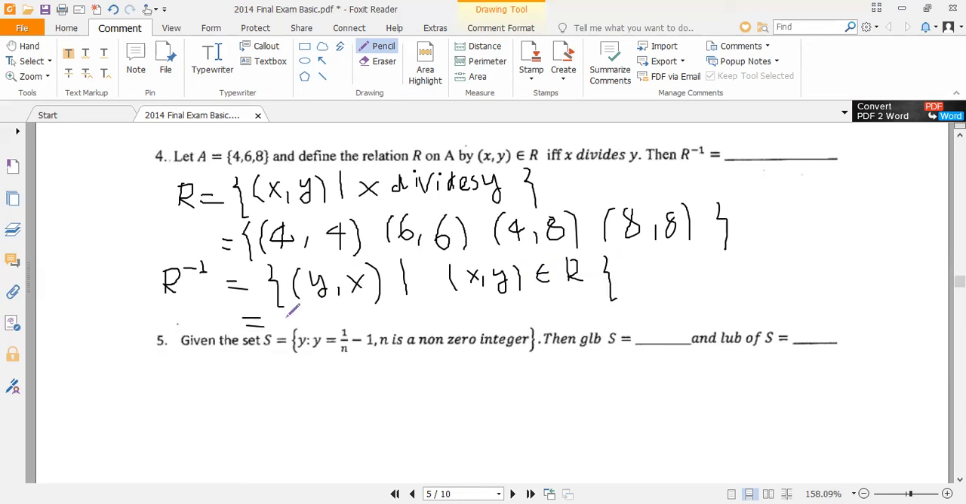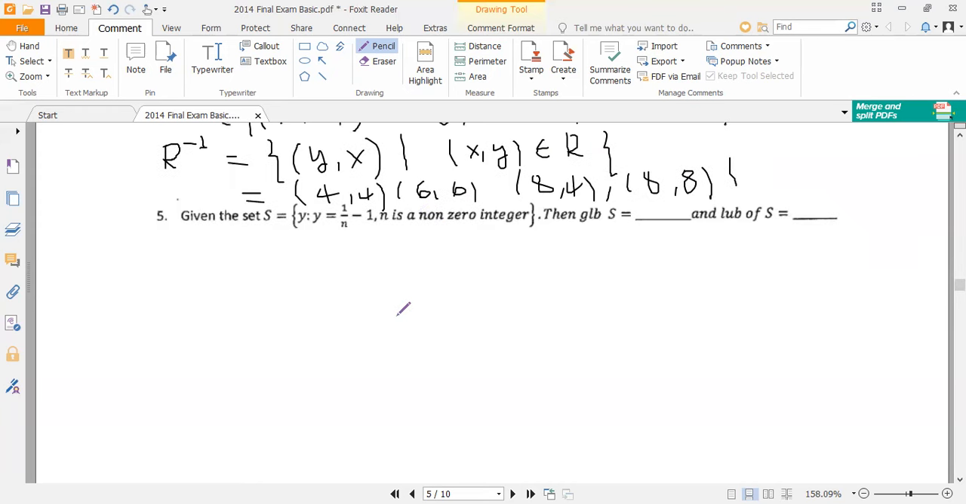So which is 4, 4 itself, and 6, 6 is the one, and the other one is 8, 4, and the last one is 8, 8. So this is R inverse.